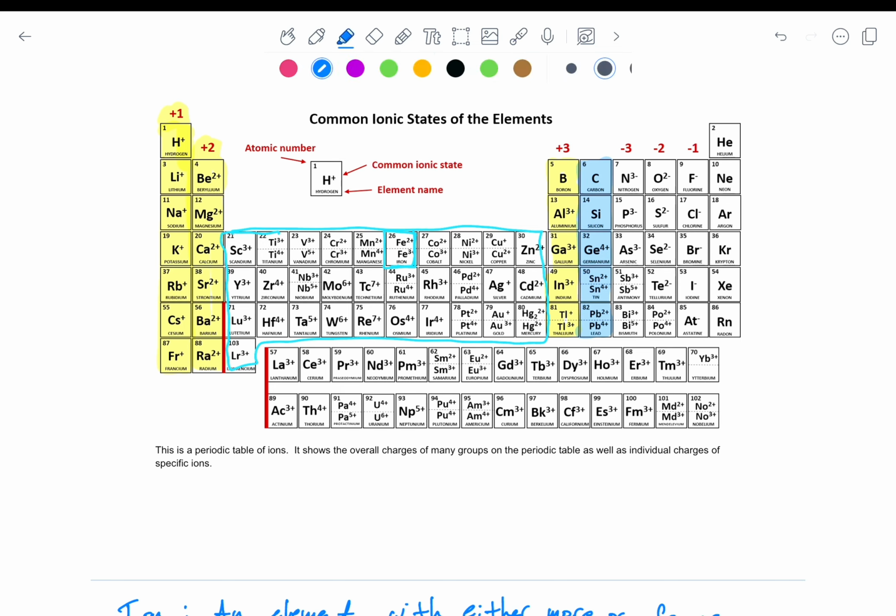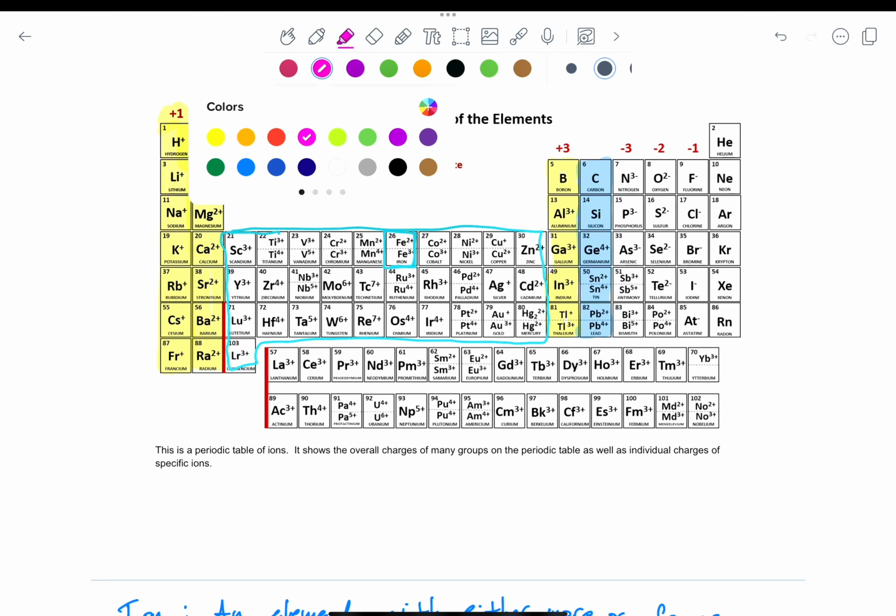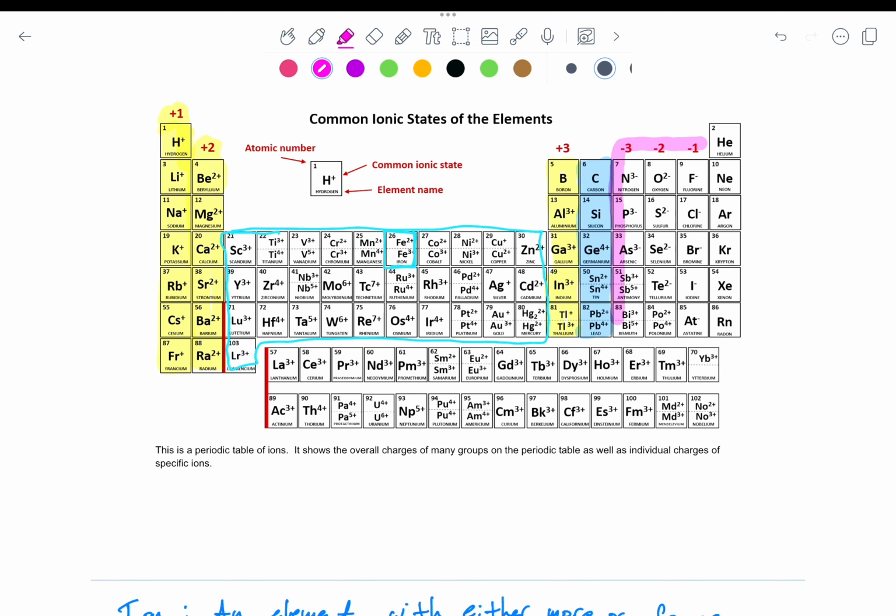So let's highlight this next little group here in pink. These 3 groups, notice, have negative charges. We have the nitrogen group, the oxygen group, and the halogens. They are looking to take electrons. The nitrogen group takes 3 electrons, the oxygen group will take 2 electrons, and the halogens will take 1 electron in order to fill their valence. What this number tells you is how many they're going to take. This number tells you how many each group is going to give away.